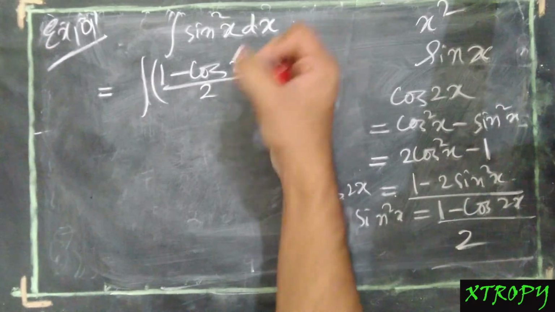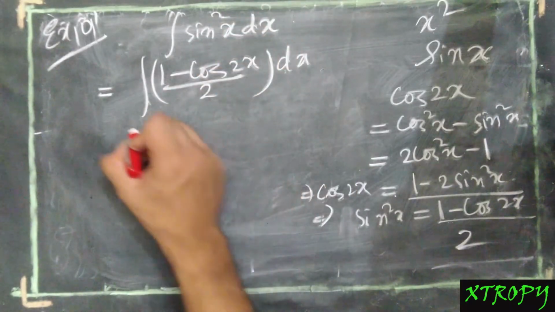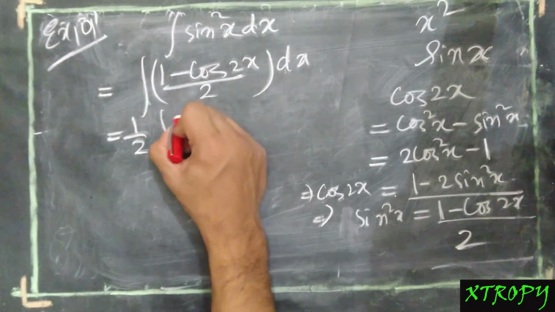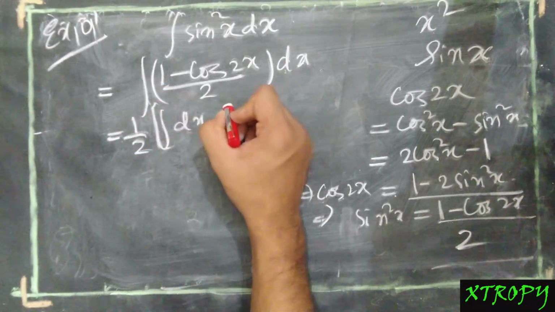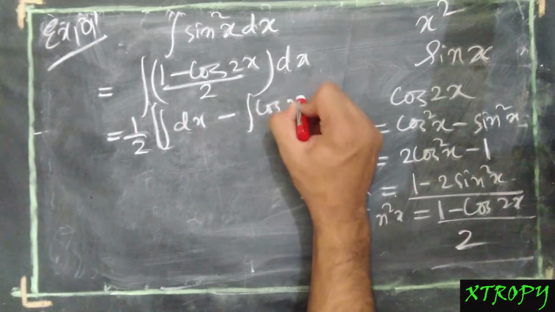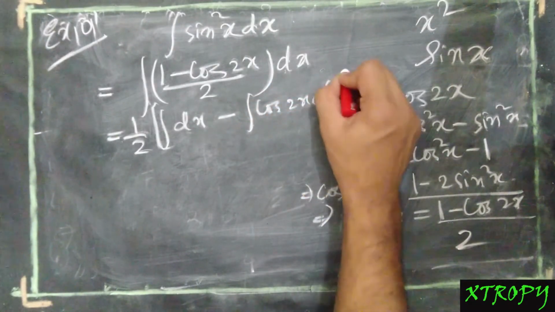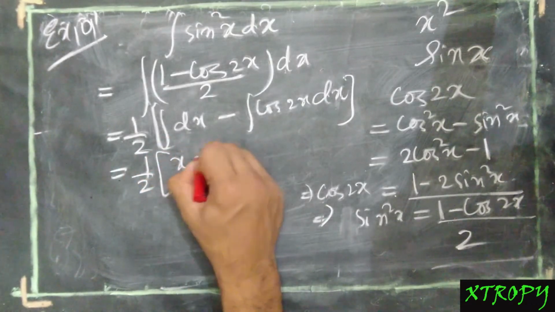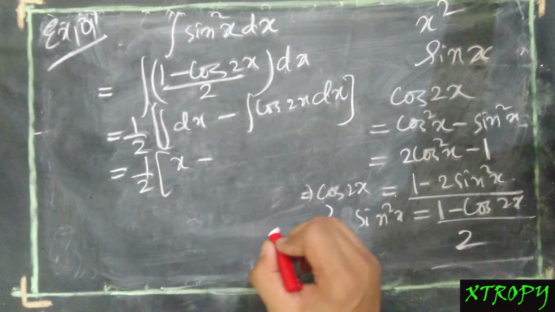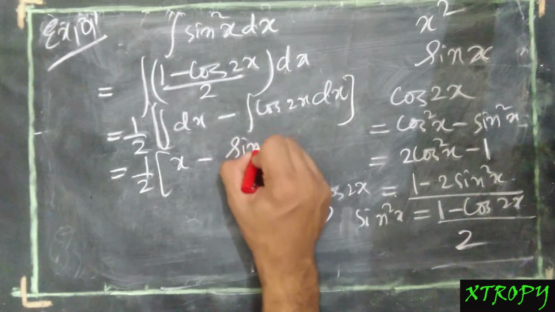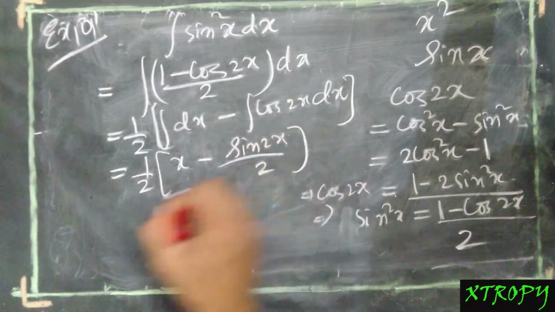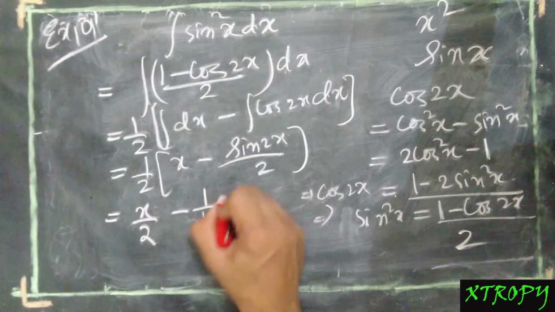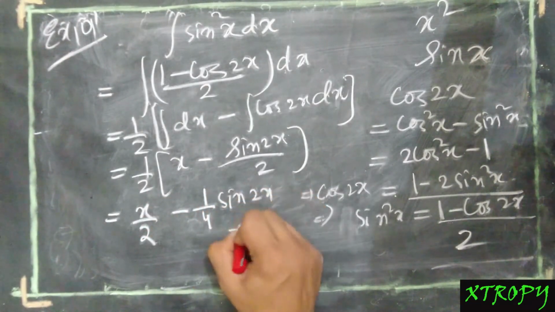So we got rid of that square and we got a linear term. Now take this half out and integrate them separately. Integration of dx minus integration of cos 2x dx. The integration of dx is actually x, minus the integration of cos 2x, which is sine 2x by 2. So the final result is x by 2 minus 1 by 4 sine 2x plus c.